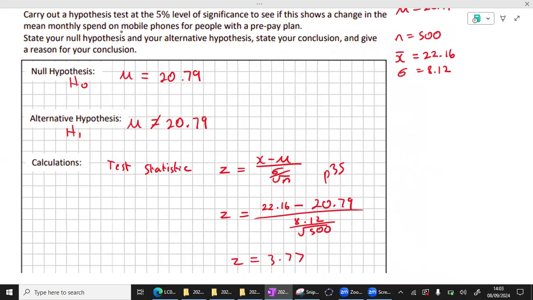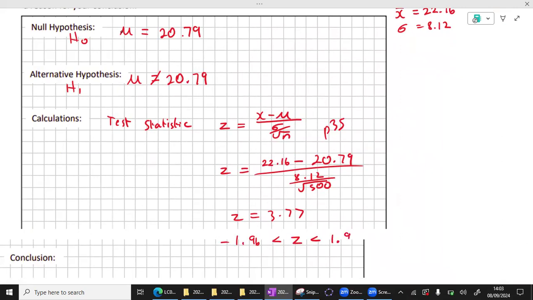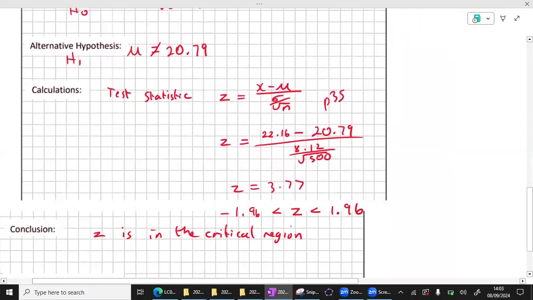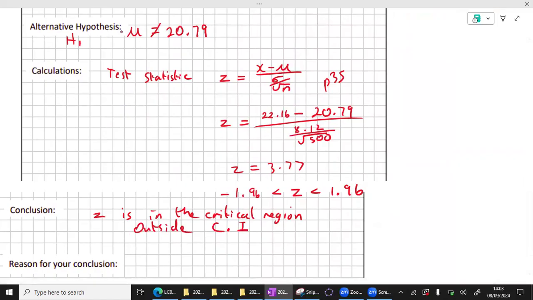Now, 3.77, when we think about that, we know that that figure lies outside our confidence interval. Remember, the Z-score should be between negative 1.96 and positive 1.96. And it's not. So what we can say by conclusion is the Z is in the critical region. In other words, it is outside the confidence interval. Therefore, we reject the null hypothesis.